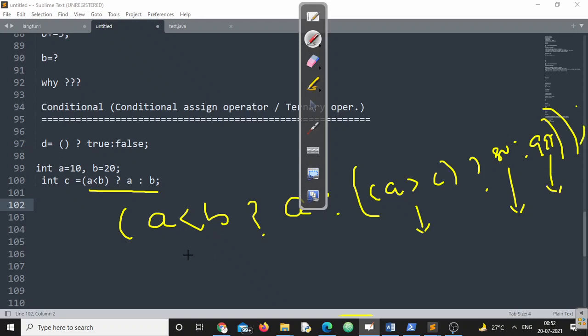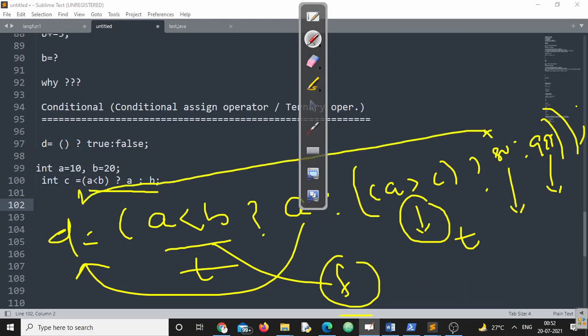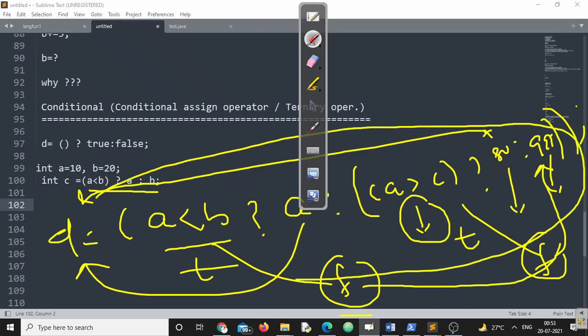Now let us see, if this condition is true, this one will be assigned, no problem at all. This particular value will be assigned. But in case this is false, now this one will be evaluated. If this one is true, this particular value will be assigned. If the first one is false and the second one is also false, now the next part will be evaluated. So in this fashion, we can happily use the ternary operator as a nested ternary operator.